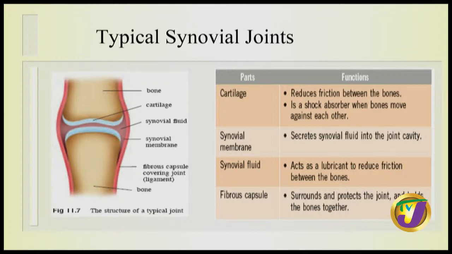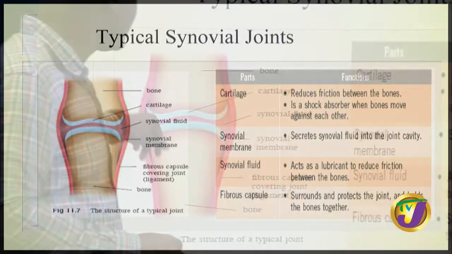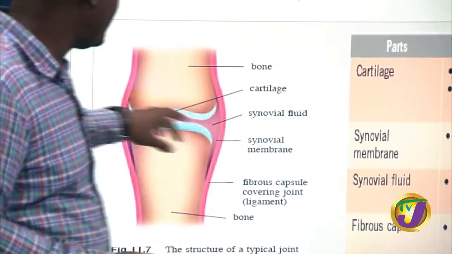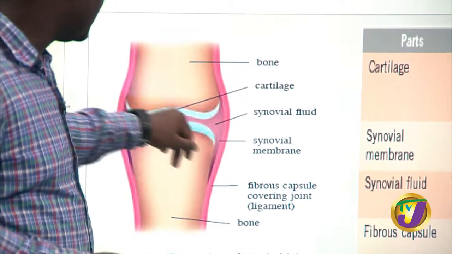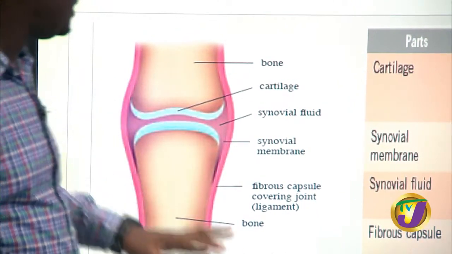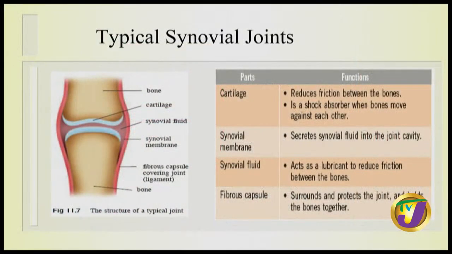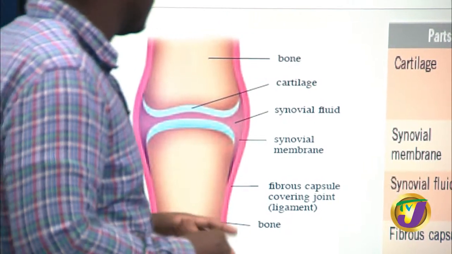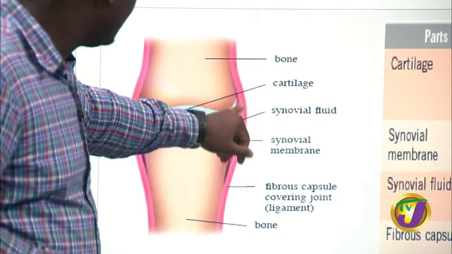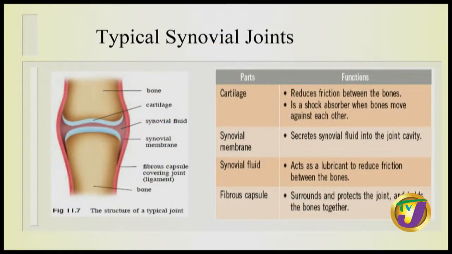Between where the bones meet, you have the cartilage, and the cartilage serves to reduce friction between the bones. Then you have the synovial fluid that runs in the space, and the synovial fluid, as I said, is like a lubricant to reduce friction as well. One bone is connected to the other bone at the joint by ligaments, so ligaments attach bone to bone. And then you have a synovial membrane, which secretes the synovial fluid. This you need to be able to label and draw on an exam paper.